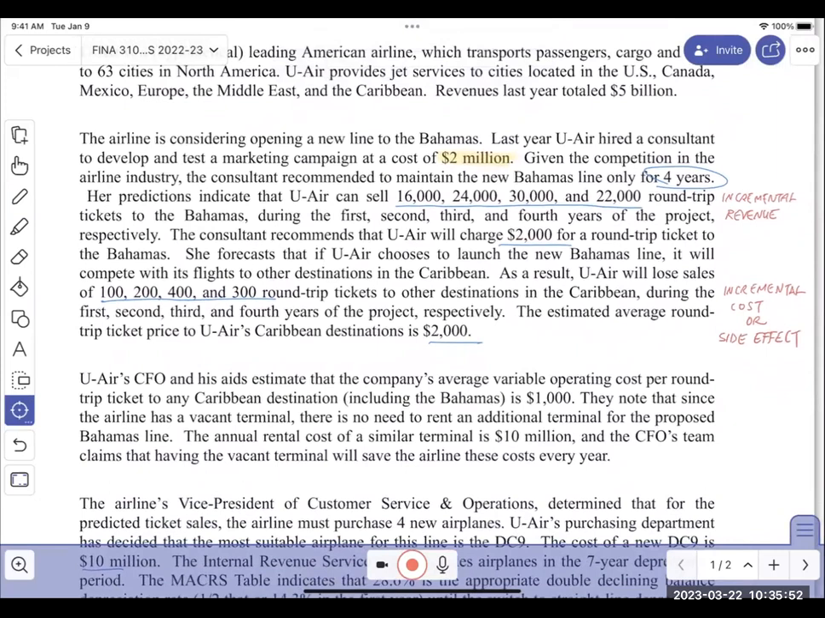Continue reading. UAir's CFO and his aides estimate that the company's average variable operating cost per round trip ticket to any Caribbean destination, including the Bahamas, is $1,000. So remember, I mentioned that we have the revenues, we also have the cost. So the net revenue would then be $1,000 a flight.